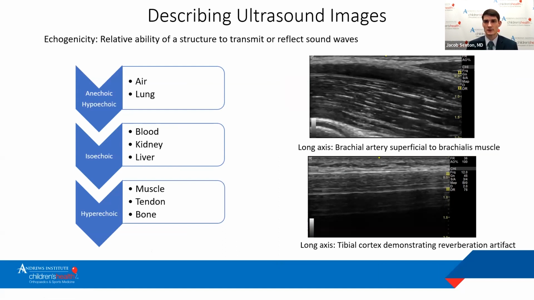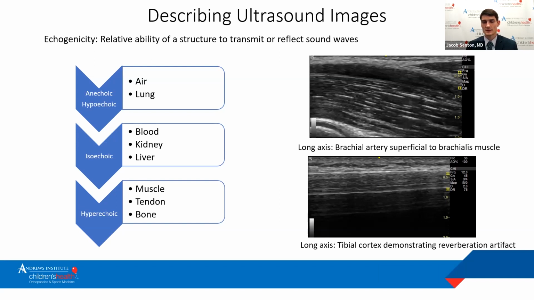Echogenicity is basically a structure's relative ability to transmit or reflect sound waves. So the more echogenic, the more hyperechoic or more white the image is, the more likely it is to reflect sound waves back. While structures that have very low density, such as blood, air, and some muscle structures, are less echogenic and more anechoic or black, and allow more transmission of sound waves to deeper structures.